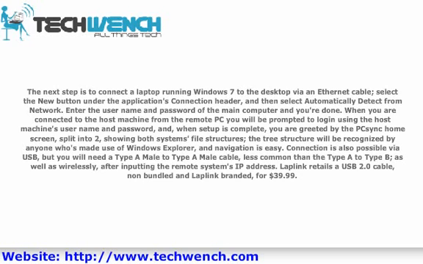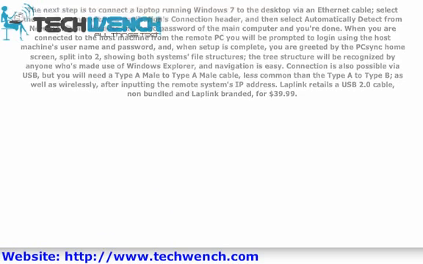The tree structure will be recognized by anyone who's made use of Windows Explorer, and navigation is easy. Connection is also possible via USB, but you will need to use a type A to type A cable, less common than the type A to type B, as well as wirelessly, after inputting the remote system's IP address. Laplink retails a USB 2.0 cable, non-bundled and Laplink branded, for $39.99.